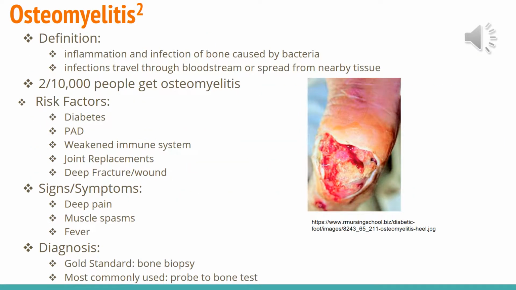A little more about osteomyelitis. It's an inflammation and an infection of bone that's caused by bacteria. The infection can travel through the bloodstream or spread from nearby tissue. About 2 in 10,000 people can be infected with osteomyelitis. Some risk factors include diabetes, PID, a weakened immune system, joint replacements, or deep fracture or wound. Some signs and symptoms can include deep pain, muscle spasms, and fever. And the gold standard for our diagnosis is a bone biopsy.